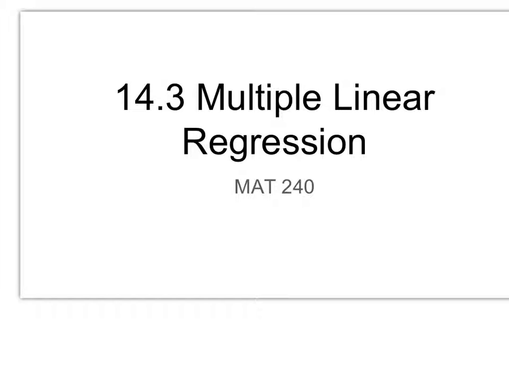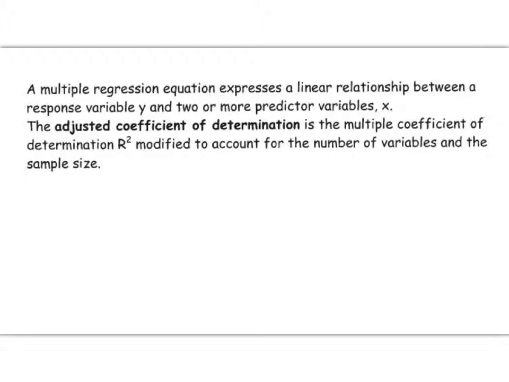Okay, today's video is on multiple linear regression. So a multiple regression equation is a prediction equation that's linear, and it's between a response variable and two or more predictor variables. So two or more independent variables and one response variable.